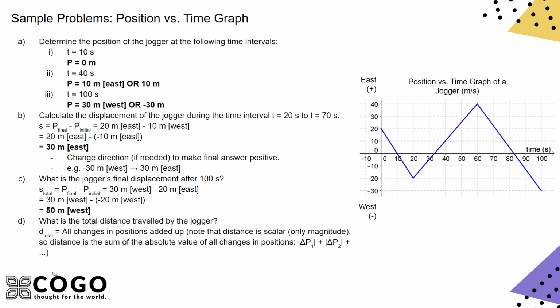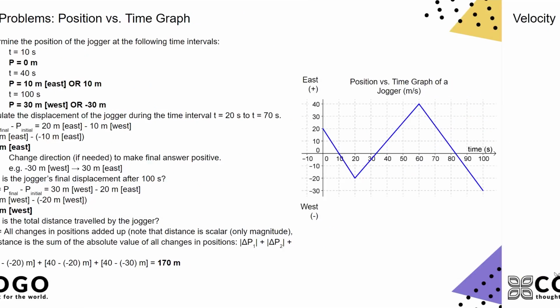Since this distance is scalar, we are only measuring the magnitude, so there are no negatives. Thus, the total distance is the sum of the absolute value of all changes in positions. In other words, we are finding the differences in the jogger's position at the peaks and troughs of the graph and adding them all up. Adding up the changes in positions, we obtain the following sum, giving us 170 meters as our final answer.